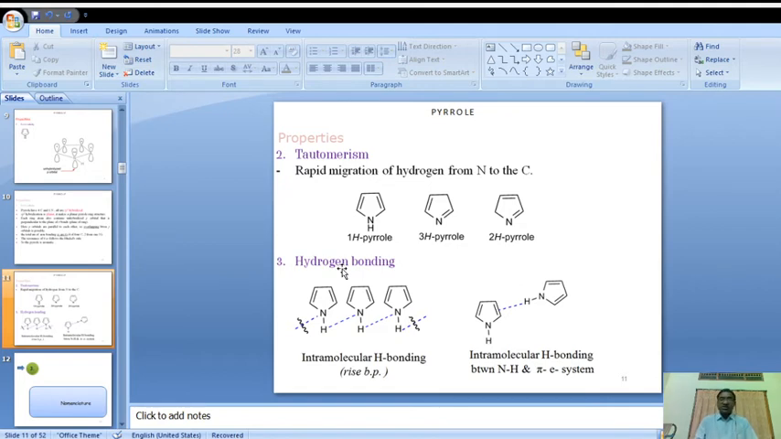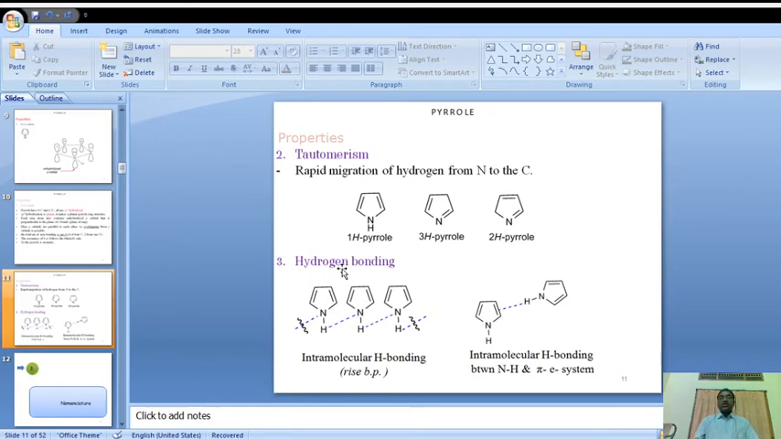We will observe how the migration happens. Here, the first structure is 1H pyrrole, the original structure. In the original pyrrole structure, the hydrogen is bonded with the heteroatom and there are two pi bonds.